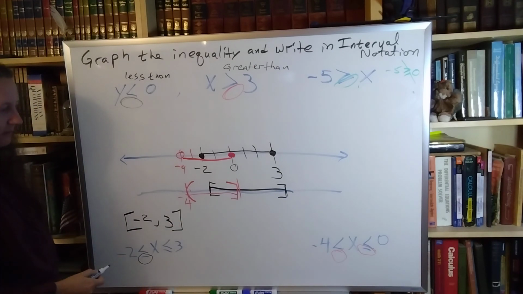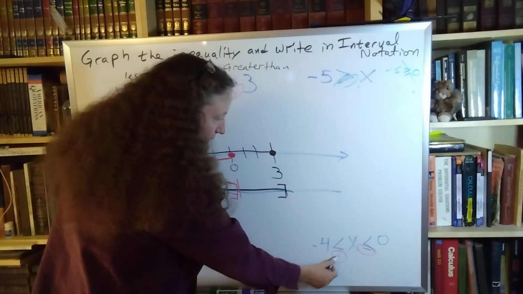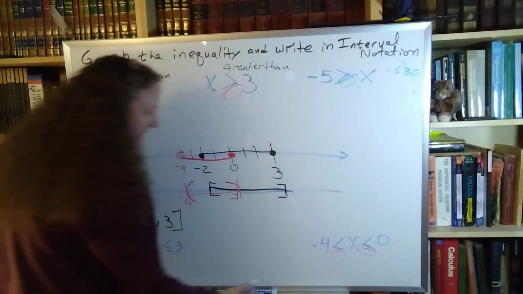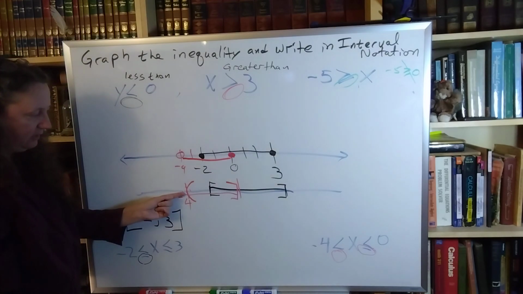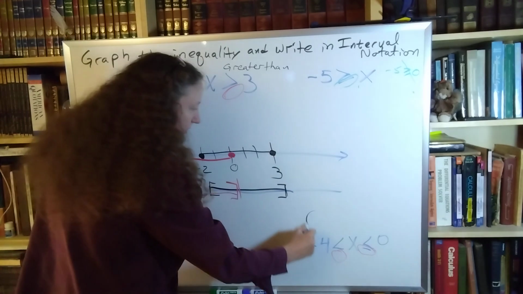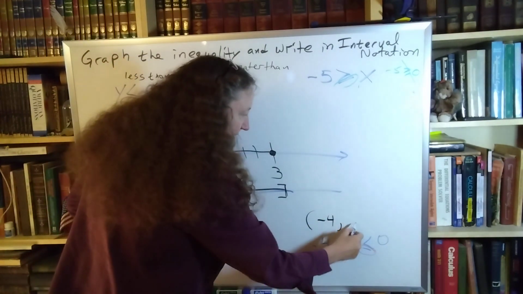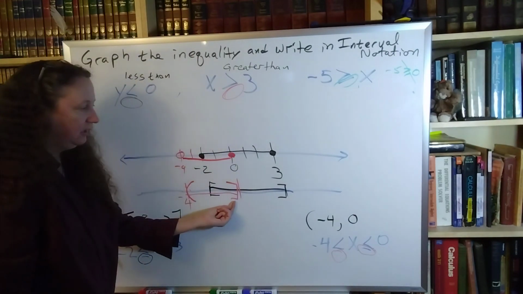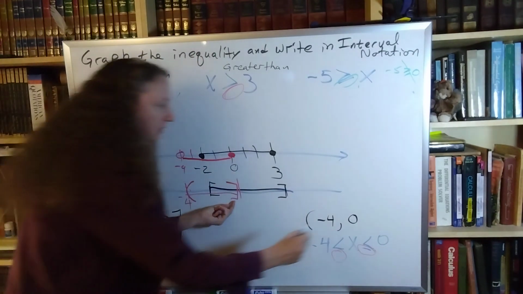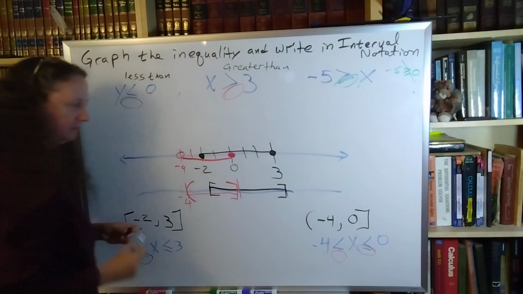Going over to that one, I have my opening. It does not equal, did not equal here. So my open is going to be parentheses. It gives me the -4. It goes up to 0. Can it equal at 0? Yes. So that gets the squared off one.